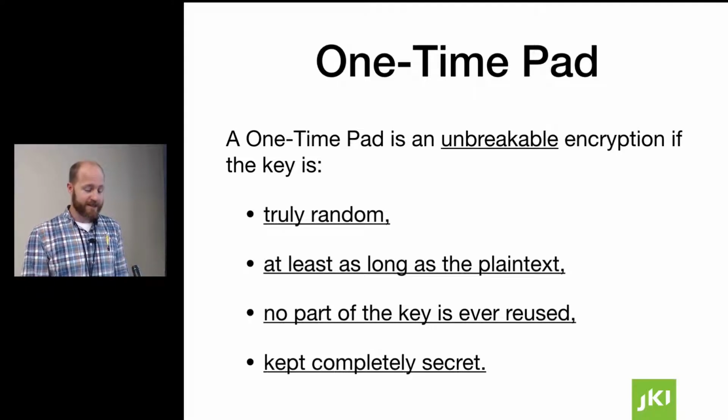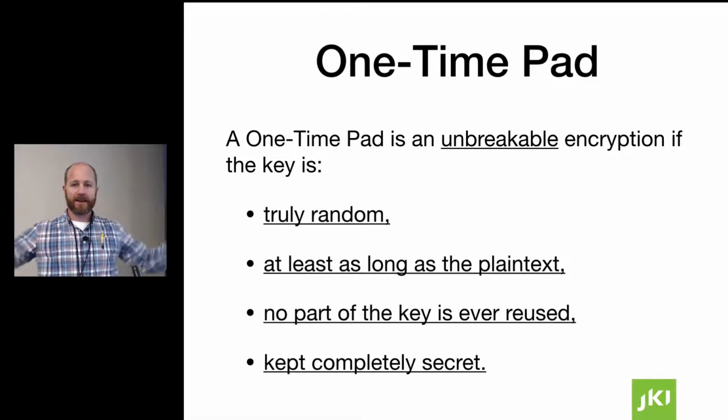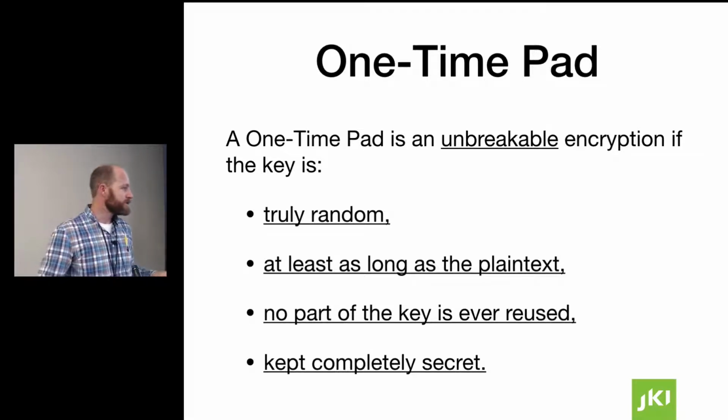The key is at least as long as the plain text, which basically means my key needs to have as much random data in it as the data that I'm trying to encrypt. I also can never, ever, ever reuse the key or any part of the key. Otherwise, patterns start to emerge. And also, I have to keep my key completely secret.